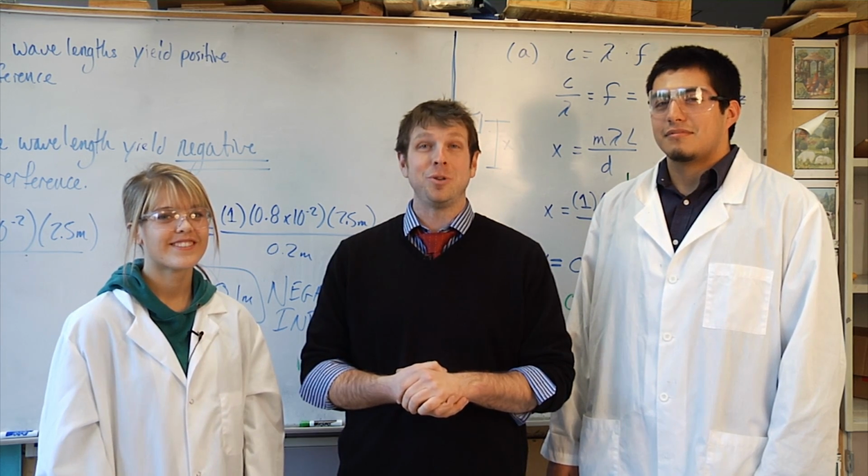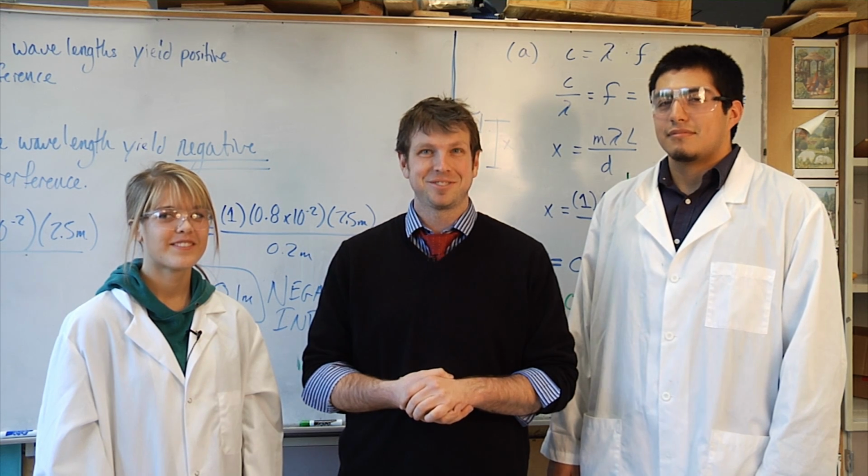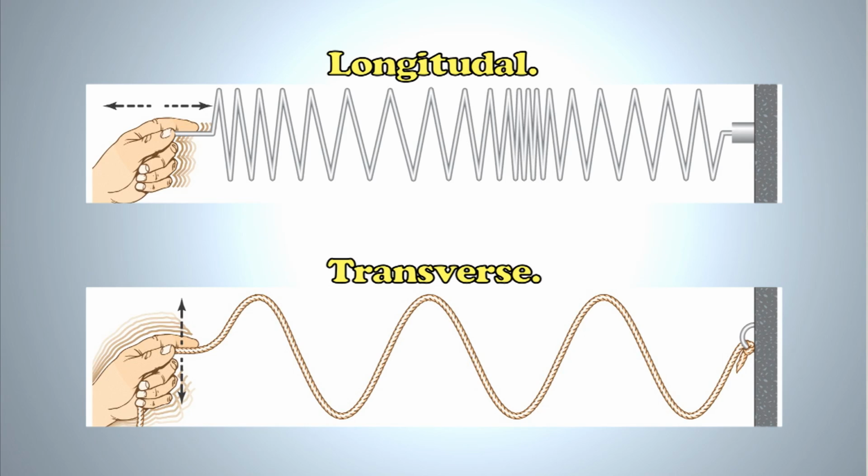Slinkies. We're going to use slinkies to show you how waves work. In nature, there are two kinds of waves, transverse and longitudinal. Transverse waves are much easier to see, so for now let's stick to those. Just know that everything we say about transverse waves applies to longitudinal waves as well.